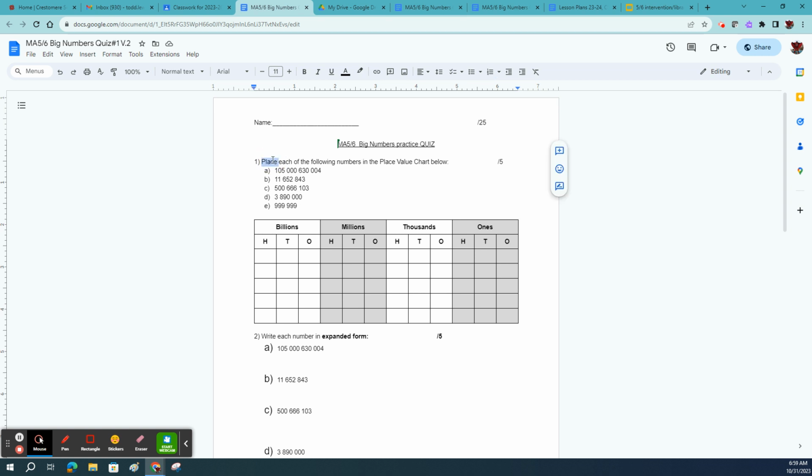Question 1. Remember, it's always important to read the question, so always read it just in case. Place each of the following numbers in the place value chart below. It's out of 5 marks. Each one's a mark. Before I start writing numbers in randomly, I just want to make sure I read it to myself first. So I notice there's the ones, the thousands, the millions, the billions. Okay, so there's billions.